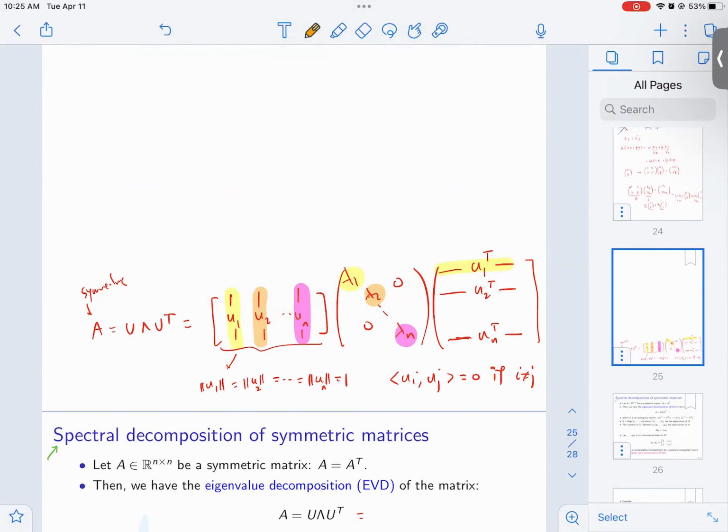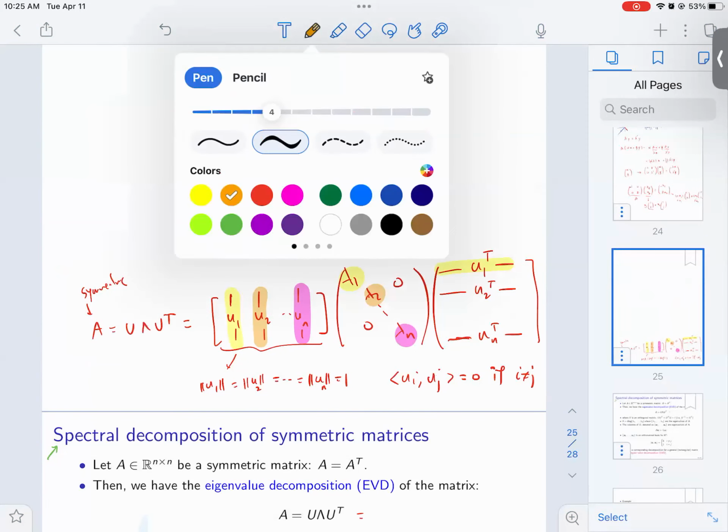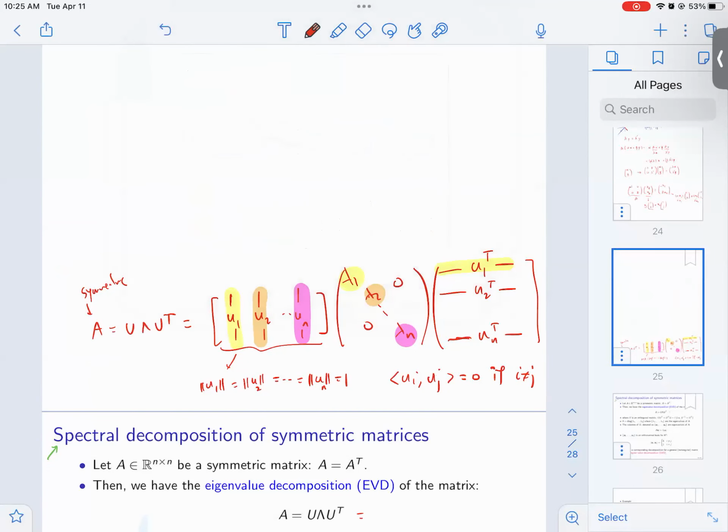Because the columns are orthogonal, if you remember, we had an exercise. All of them are non-zero because the norm is 1. So we have pairwise orthogonal vectors, and they're non-zero. So they're linearly independent, if you remember. So they form a basis for this space. It's like a basis tailored to A.